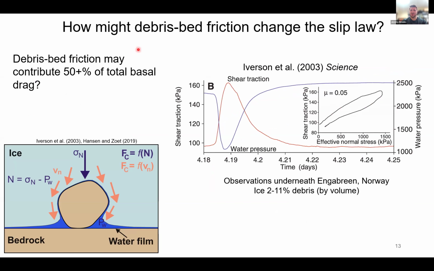And I just want to note here that empirical evidence of this effect is pretty rare, but one study published by Neil Iverson and others in 2003 installed this tablet underneath a glacier called Ingebrigtsen in Norway, and actually found that the local shear traction due to debris sliding over that tablet was very high, on the order of 100 to 160 kilopascals. Now, this is the local tangential shear stress, but it implies that over the entire glacier bed, this could provide a really strong resistance to ice flow.